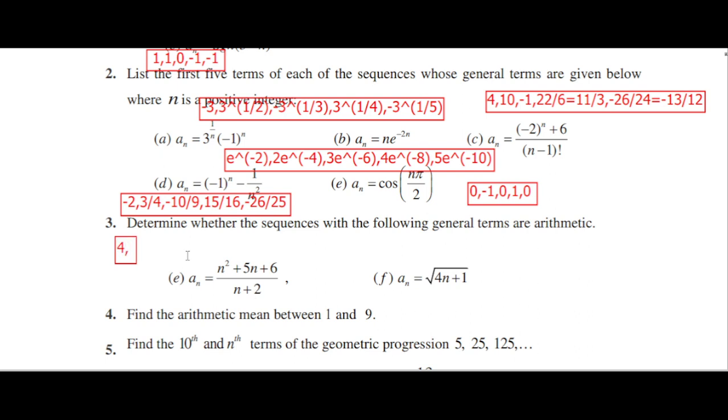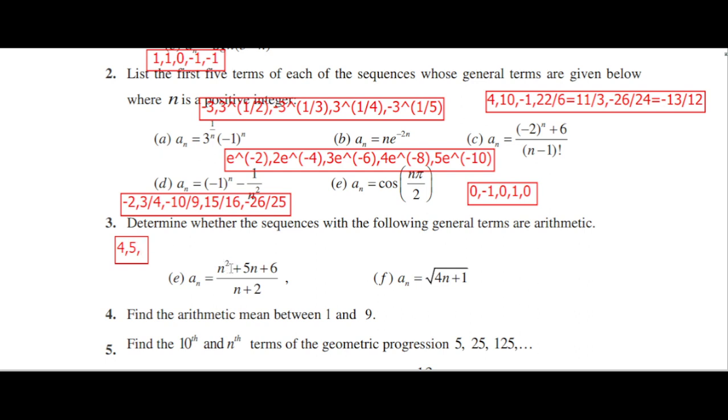The second term, let's substitute 2 here. 2 squared is 4, plus 10 is 14, plus 6 is 20, over 2 plus 2 is 4. 20 over 4 is 5. Let's check once again.